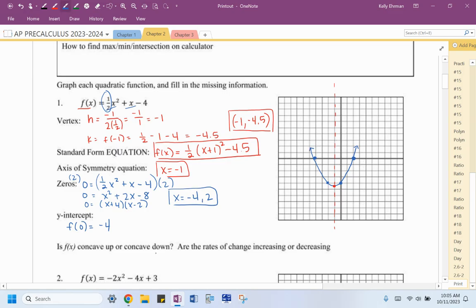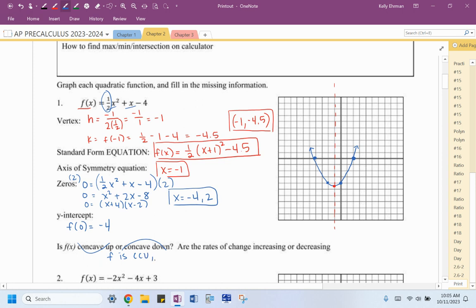Is f of x concave up or concave down? Remember, concave down looks like a frown. Concave up looks like that. I don't have a good rhyme for that. So this is f of x is concave up. And anytime, you don't even have to look at the graph.